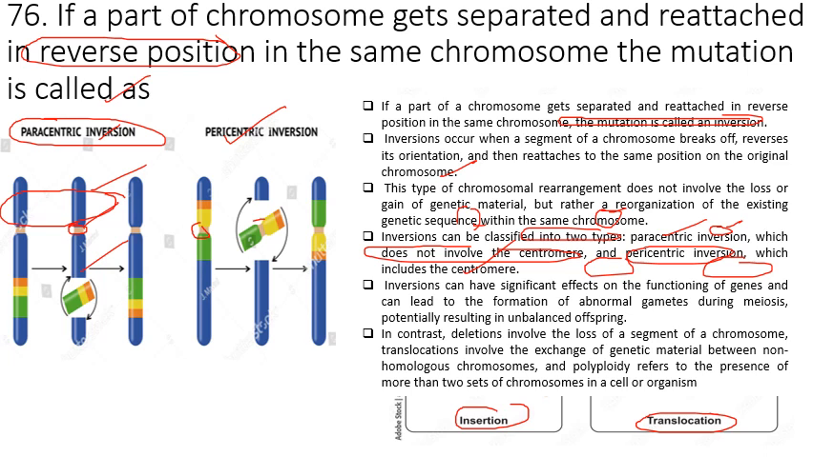Inversion can have significant effects on the functioning of genes and can lead to the formation of abnormal gametes during meiosis, potentially resulting in unbalanced offspring. In contrast, deletion involves loss of a segment of a chromosome, and translocation involves exchange of genetic material between non-homologous chromosomes. Polyploidy refers to the presence of more than two sets of chromosomes in a cell or organism.